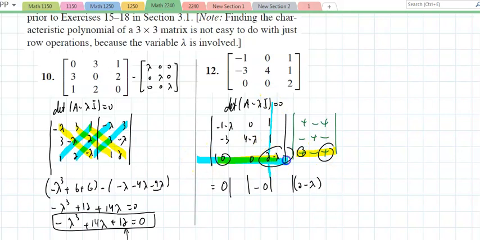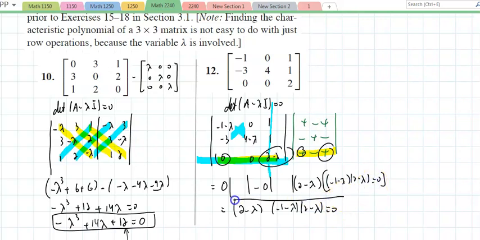row and column, it's simply the product of those minus the product of those. That would be negative 1 minus lambda times 2 minus lambda minus 0. So there it is. So I didn't miss much by not using the shortcut. It turns out to be the same. So my equation is 2 minus lambda times negative 1 minus lambda times 2 minus lambda equaling 0. And that would be my characteristic equation.